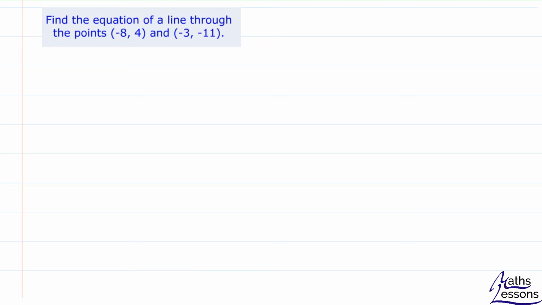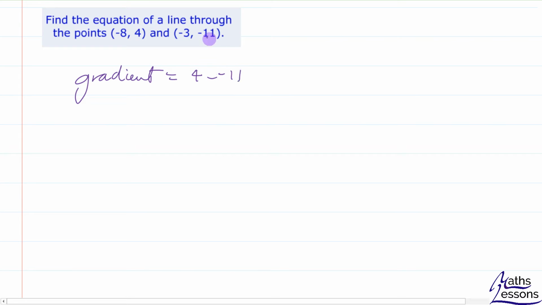Okay, so here we go. We are going to find the equation of the line through the points minus 8, 4 and minus 3, 11. So we need to find the gradient. The gradient is the change in y. So we could do 4 minus 11. So we take that point away from that point. And when you do the x, make sure you do that point away from that point. So we've got minus 8 minus 3.